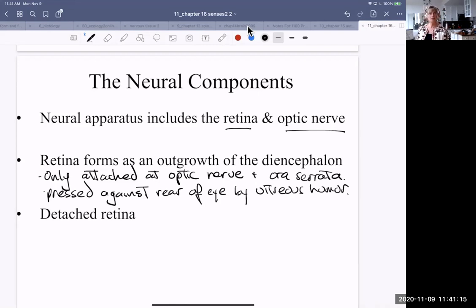So do you know anyone who's had a detached retina? Yeah. One thing about a detached retina is it's very important to realize it right away. It's caused sometimes by blows to the head or by shrinking of the vitreous humor, which happens with age. So it's more likely to get a detached retina with age.